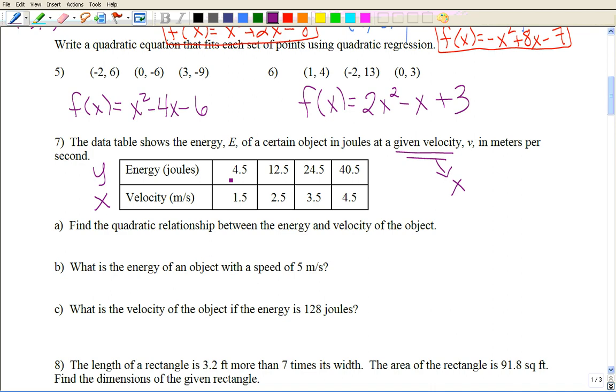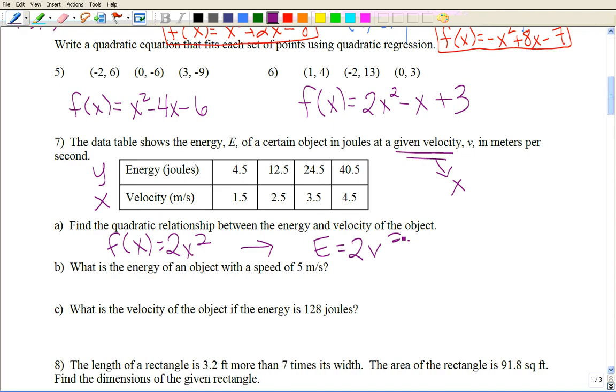And then in the end, it will give you that f of x equals, a will be 2, b will be 0, and c will be 0. Therefore, you would get f of x equals 2x squared. But since we're using the E and the v, the energy at any given moment is going to be 2v squared.